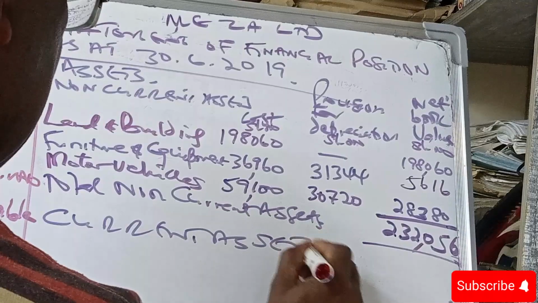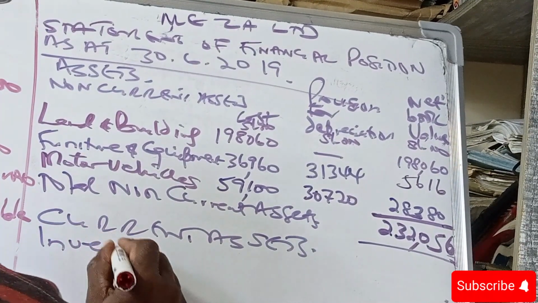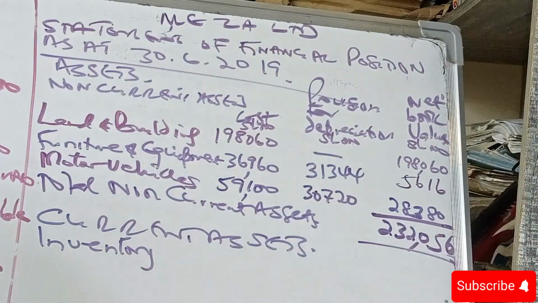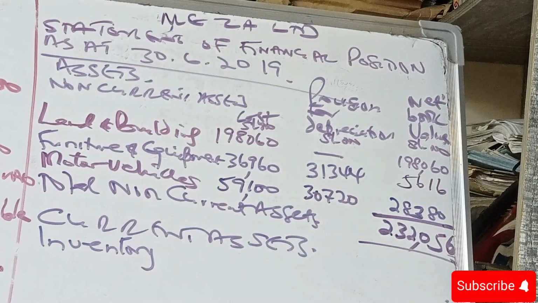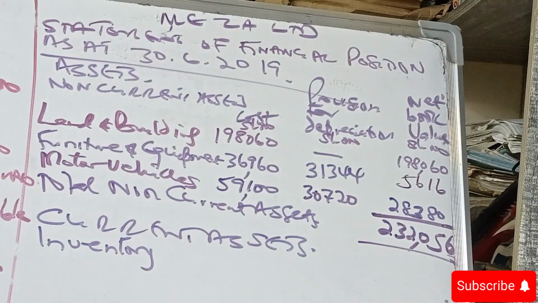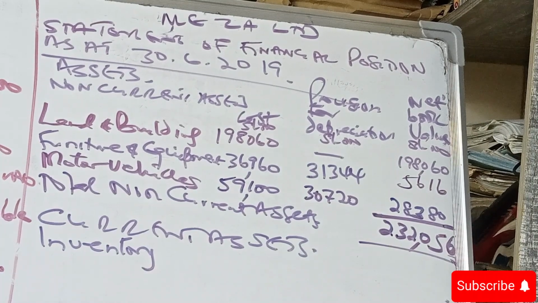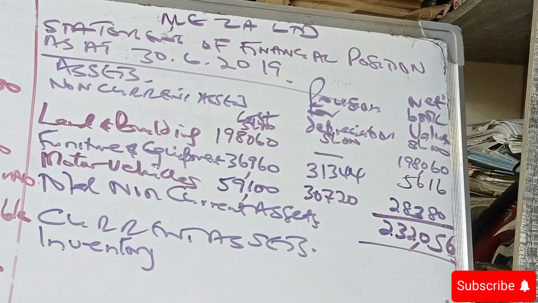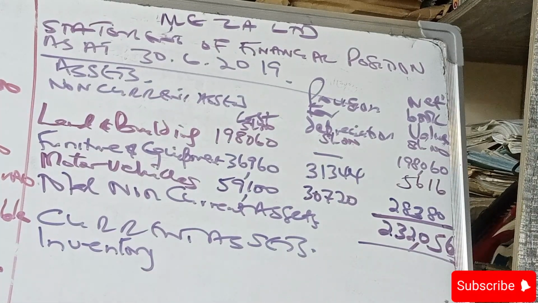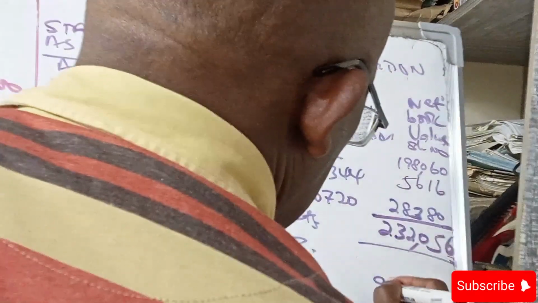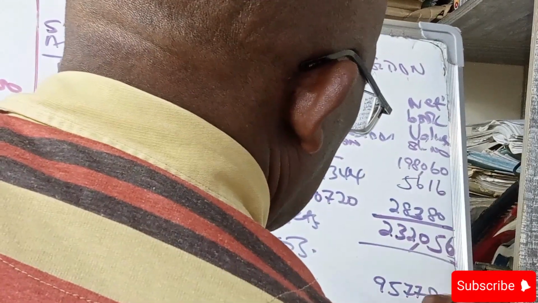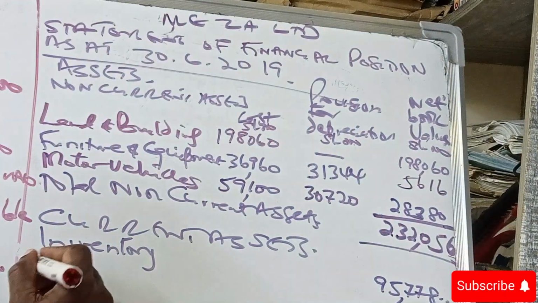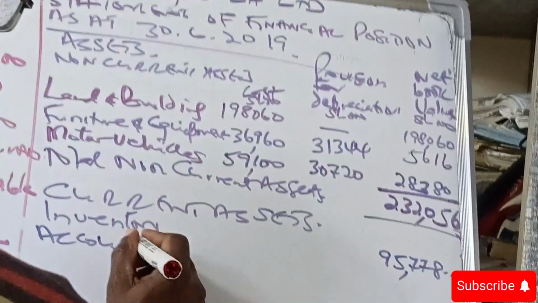Current assets will always start with inventory. The inventory we were given in the trial balance is not the opening inventory. It was the closing inventory of 95,778. Then we talk about accounts receivable.